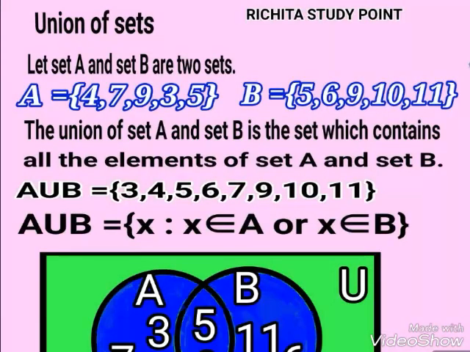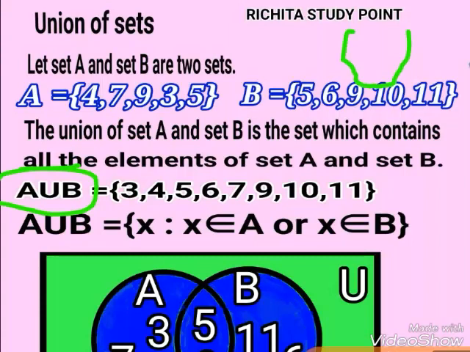We have two sets, A equals 4, 7, 9, 3, 5, and B equals 5, 6, 9, 10, 11, for instance. Now the union of set A and B is represented by A union B. The symbol for union is written like this. This is similar to the English letter U.